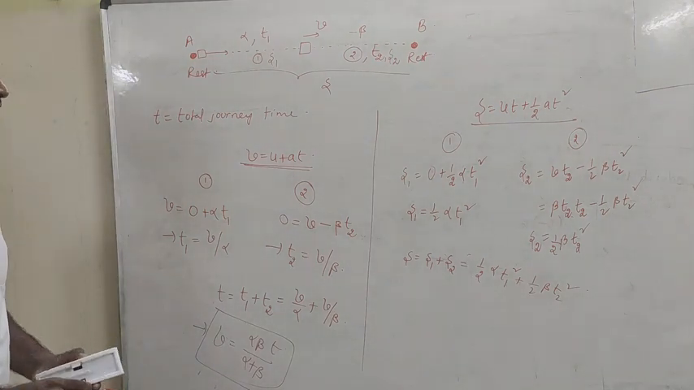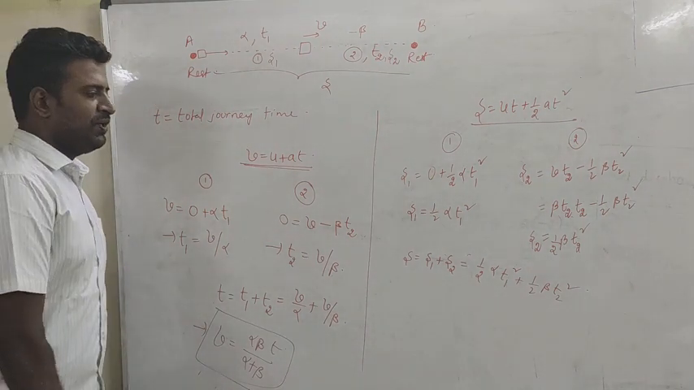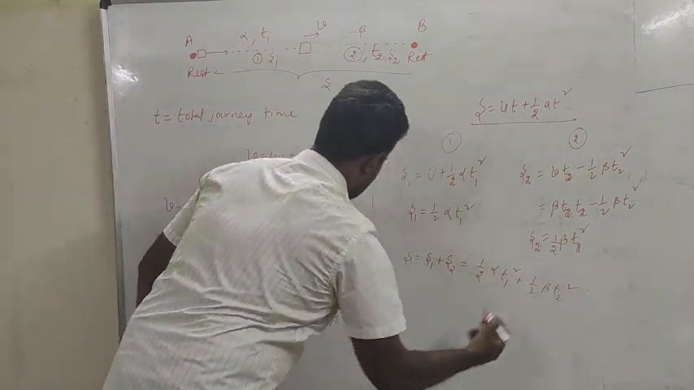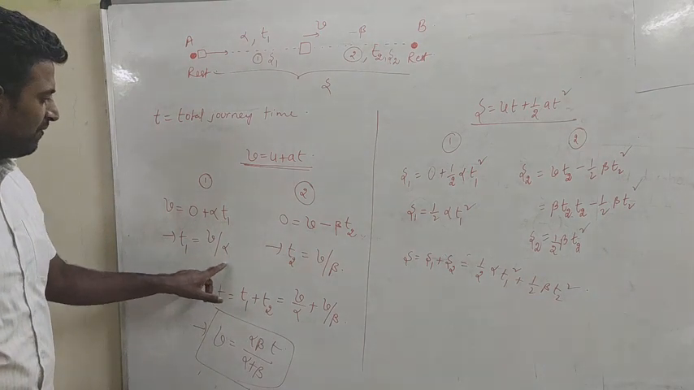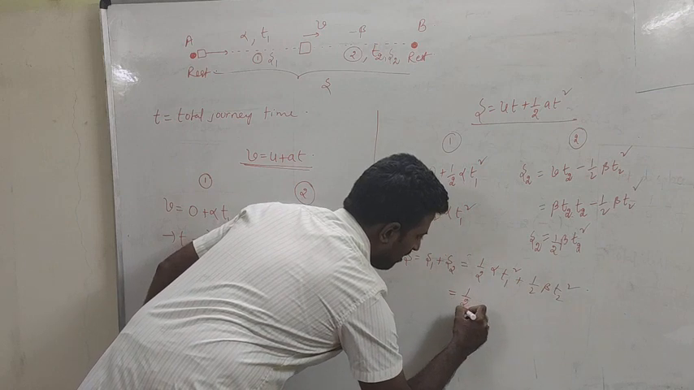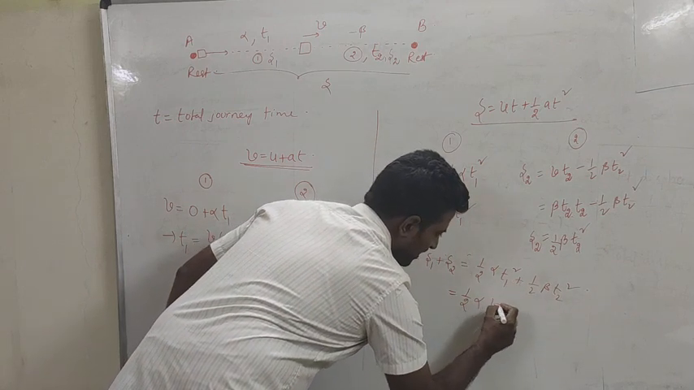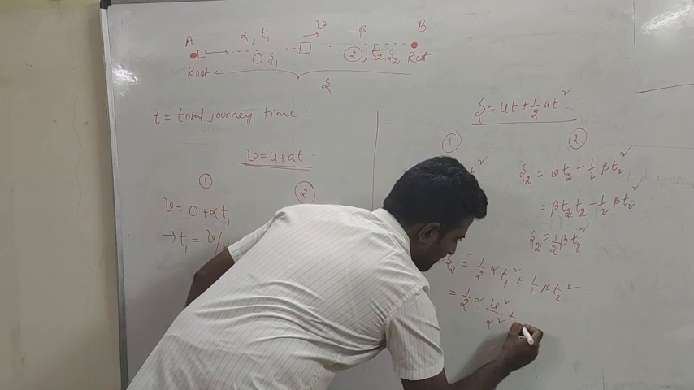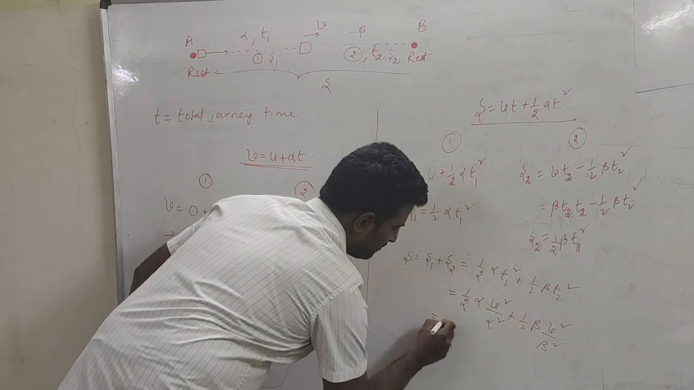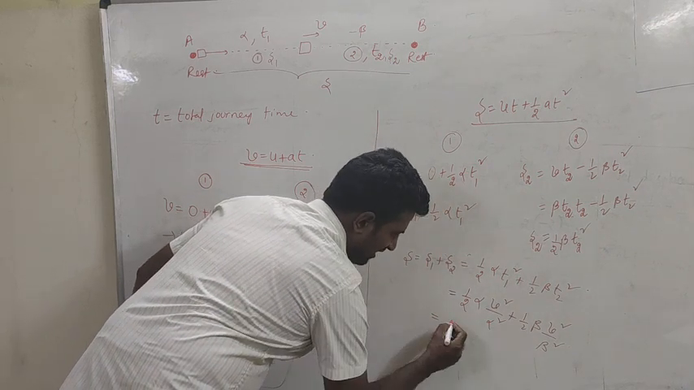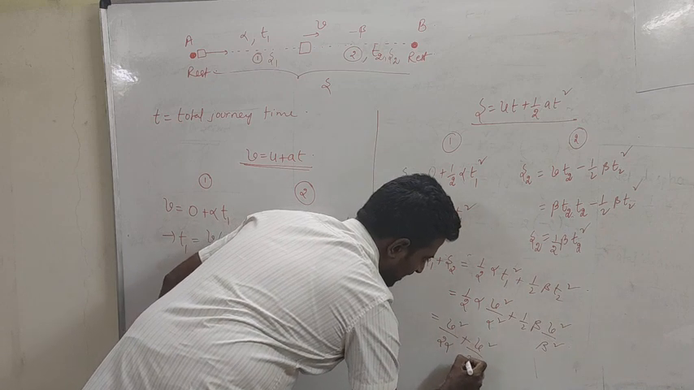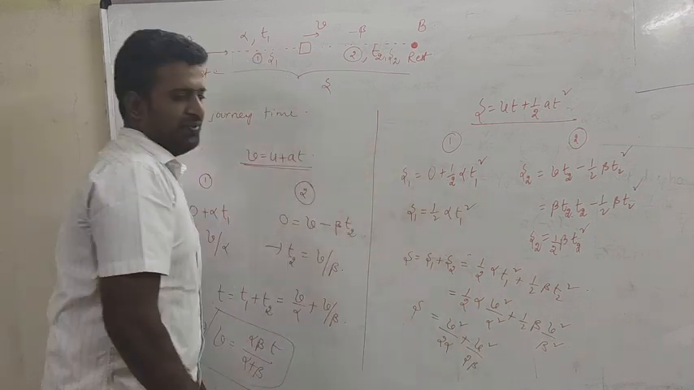But t1 and t2 are not given in the problem. That's why we have to substitute in place of t1 and t2. t1 equals V by alpha, t2 will be equal to V by beta. So half alpha into t1 square will be V square by alpha square, plus half beta into V square by beta square, which is equal to, alpha gets cancelled, V square by 2 alpha plus V square by 2 beta as the expression.